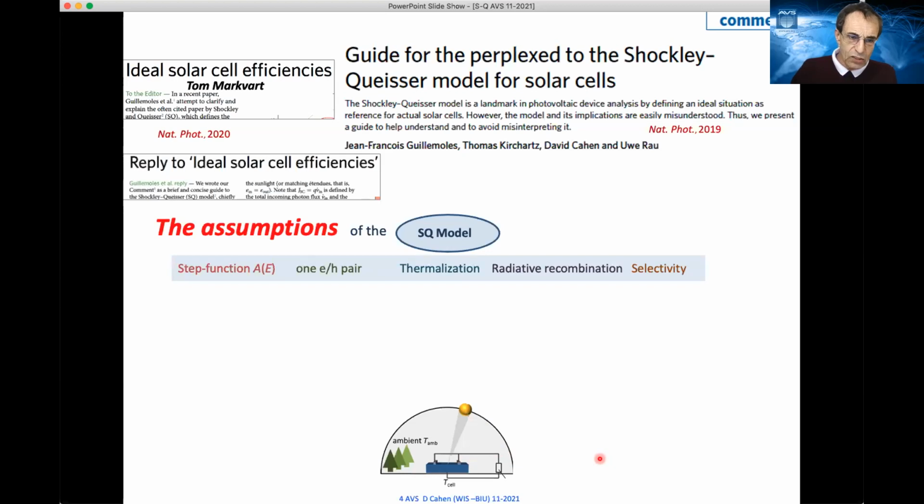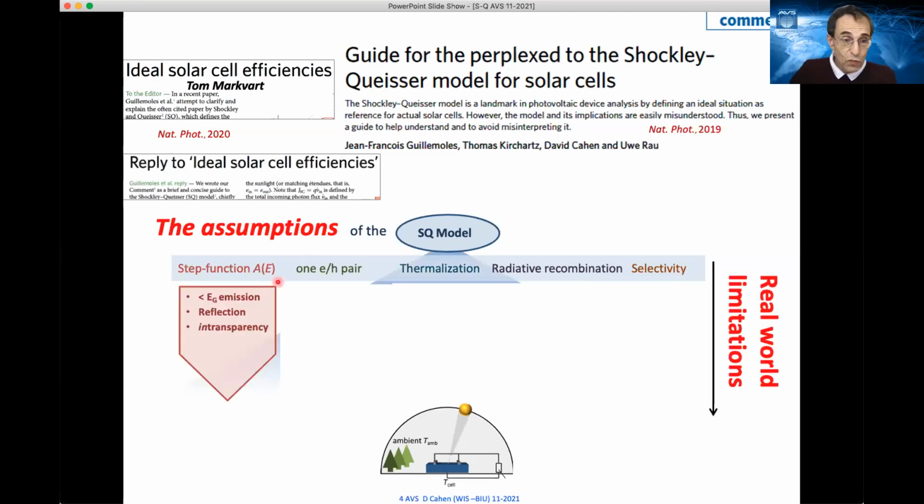But that model has assumptions, like any model. And it assumes that absorption is a step function, that every photon gives only one electron-hole pair, no more and no less. That the system is in thermal equilibrium, which brings thermodynamics in. That any recombination of electron-hole pairs will be radiated and not via heat. And that you have contacts that are perfectly selective, so you will not lose at the contacts.